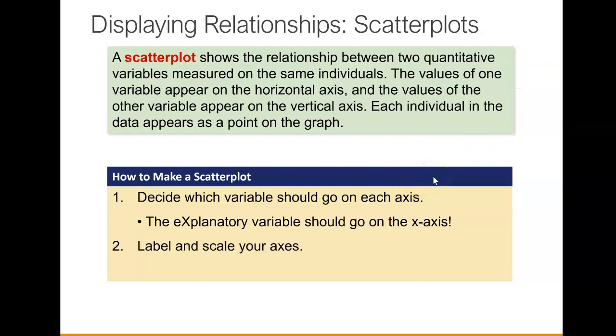You need to then label and scale your axes. Label means, for Megan's, it would be number of cars, and then the y-axis would be trips to Costco. And the scale would be, each tick mark would potentially be 1 unit, right? Like 1 car, 2 car, 3 car, 4 car, etc. And then 1 trip, 2 trip, 3 trip, 4 trip.